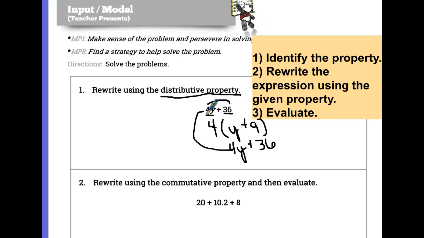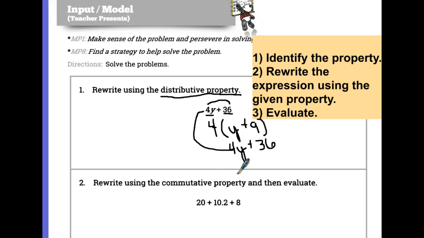So when you see 4y plus 36, think of the distributive property, and the factor that you're going to use is 9. 4 times 9 is 36. That's how you're going to rewrite that. Again, if you're looking at the distributive property and thinking, I'm still really confused with that, just put that in the back of your mind, and let's take a look at the rest of these and know that we're going to keep practicing with the distributive property.